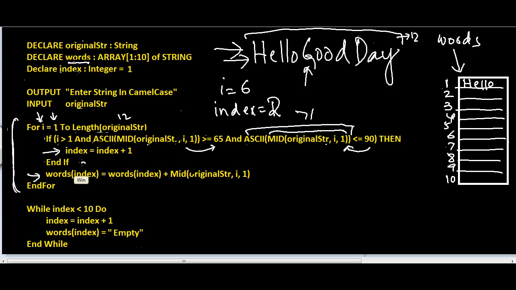So this instruction is effectively going to become words 2 equals words 2 plus mid original str, and the value of I is 6 here, so it's going to return the sixth character, which is capital G. So this is going to return as capital G plus, as we can see, words 2 is empty right now. There is nothing here inside words 2. So this right hand side is basically what's going to get saved into words 2. So we'll have G, capital G, saved here.